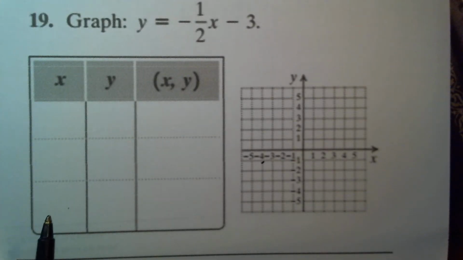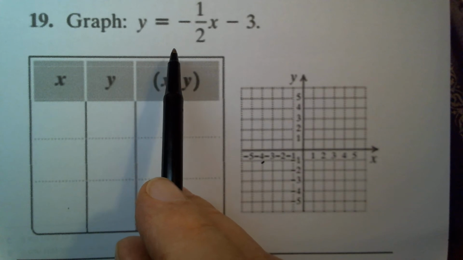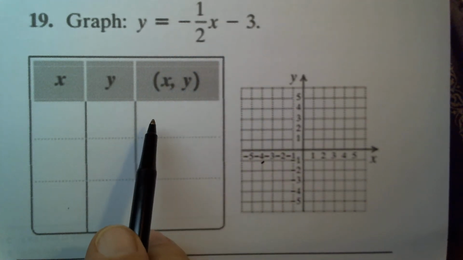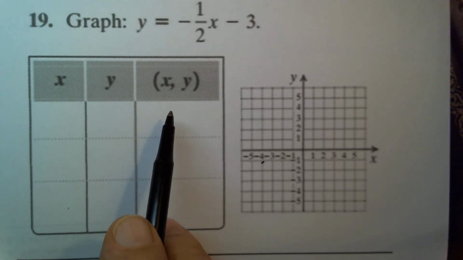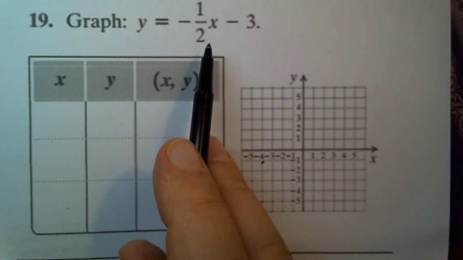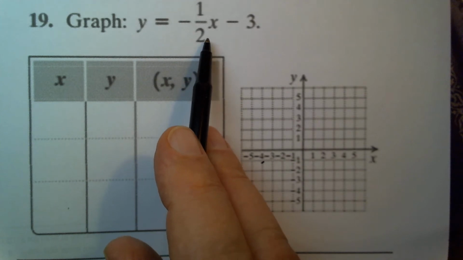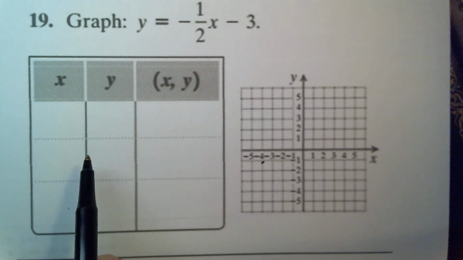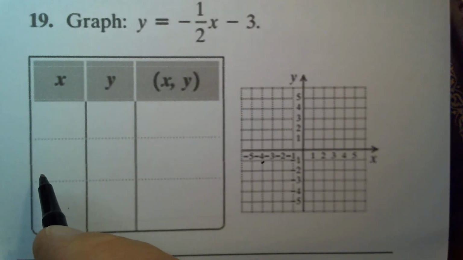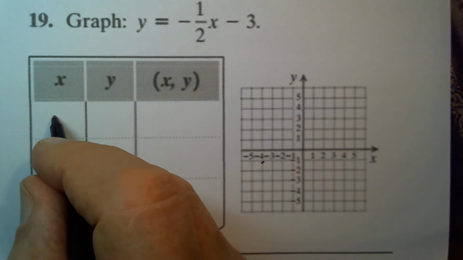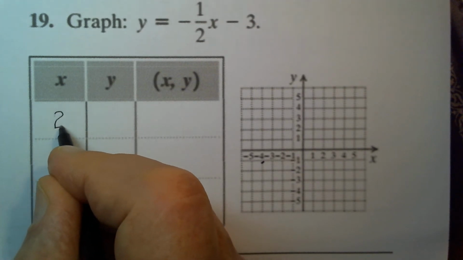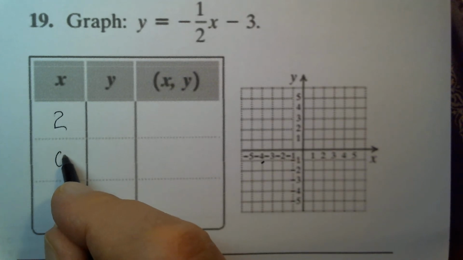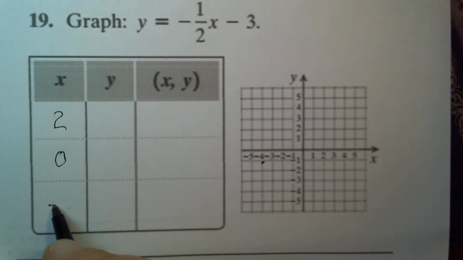Let's look at exercise number 19. Graph y equals minus 1/2 x minus 3. What we want to do here is choose even numbers for x. This way we will eliminate the denominator. So let's use x equals 2. 0 is always an easy one, so let's use 0. And let's use negative 6.